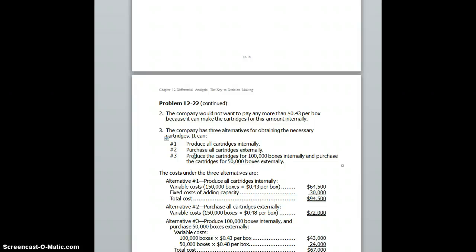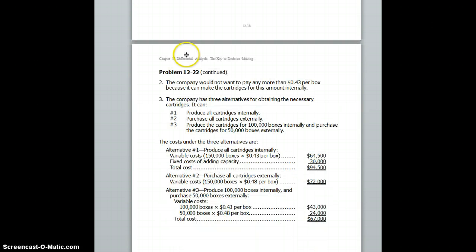Alright, so when we look at this particular question, we have three alternatives to obtain the cartridges. Number one, produce all of them internally. Number two, purchase all cartridges externally. Number three, do some combination. In other words, max out our capacity of producing 100,000 boxes internally per year, and then purchase the remaining 50,000 boxes.